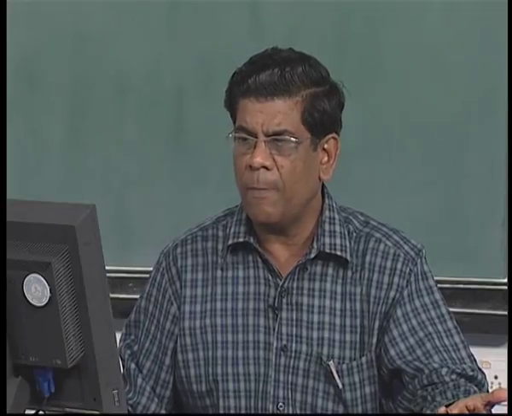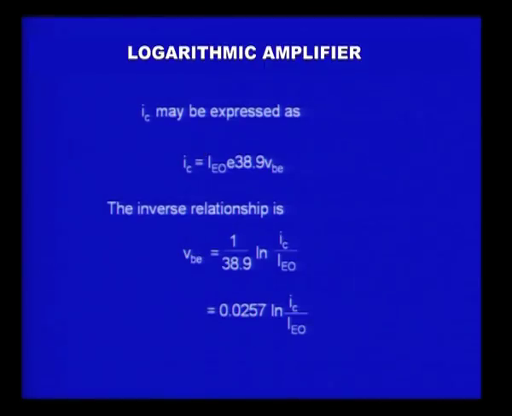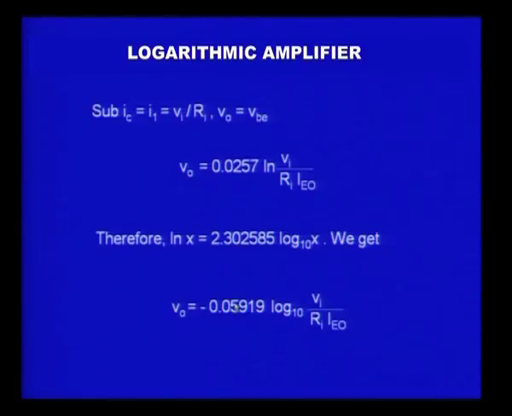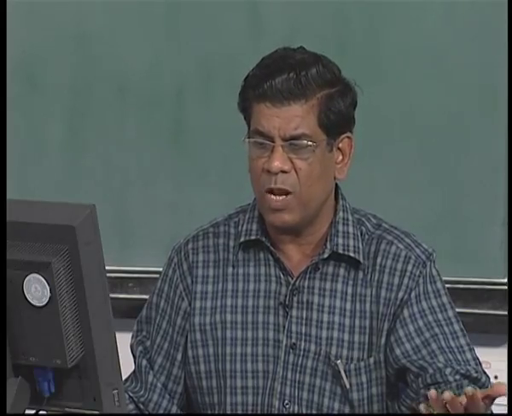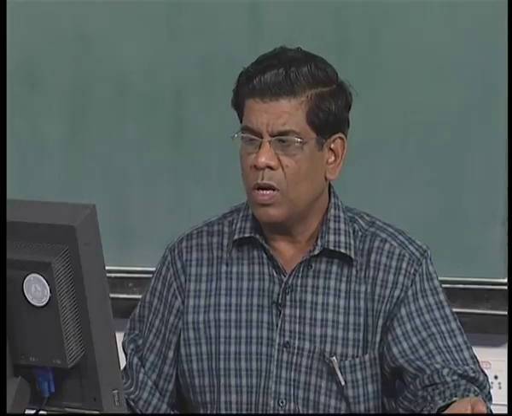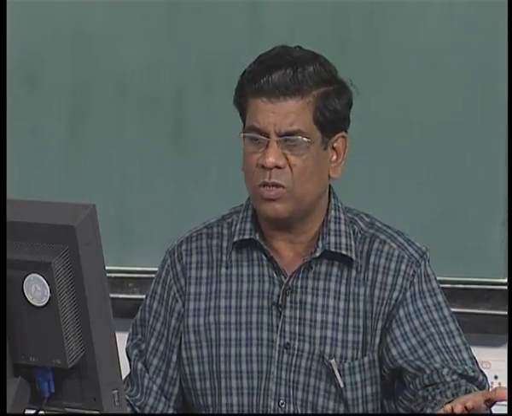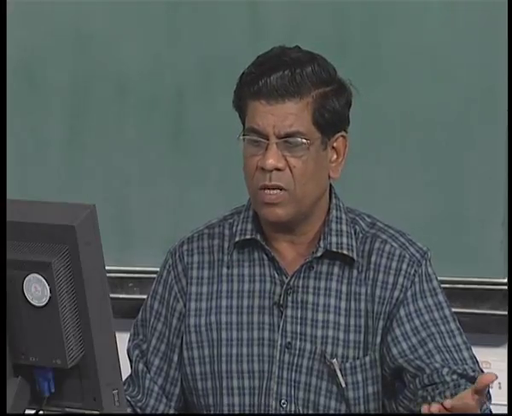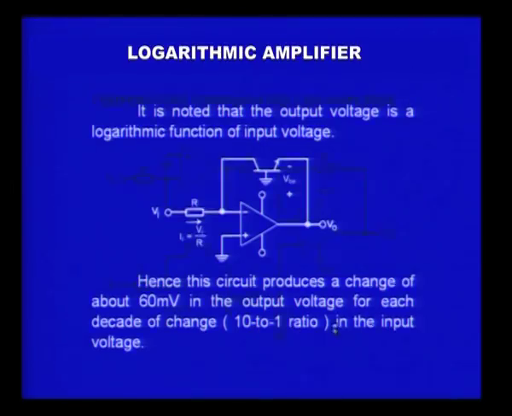I have shown the equations corresponding to that, and finally you can see the output voltage is around 60 millivolts, 0.059 volt, times the logarithm of Vi by R Ie naught, which we already discussed. Therefore, output voltage is proportional to the logarithm of Vi input, and the multiplication factor is around 60 millivolts, which we already saw. That is exactly what I have derived here. So, the circuit produces a change of about 60 millivolts in the output voltage for each decade of change, nearly a 10 to 1 ratio, in the input voltage.